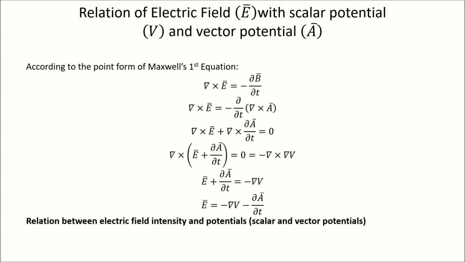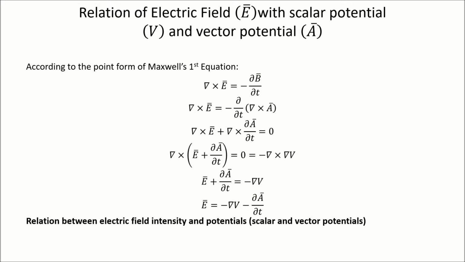As the partial time derivative and the curl operator are both linear and independent, we can commute them, writing curl of partial A over partial t and changing the sign. Taking the curl operator as a common factor for both terms, we can apply another mathematical identity that says curl of gradient of any scalar is equal to 0. For example, curl of gradient of negative V is equal to 0.